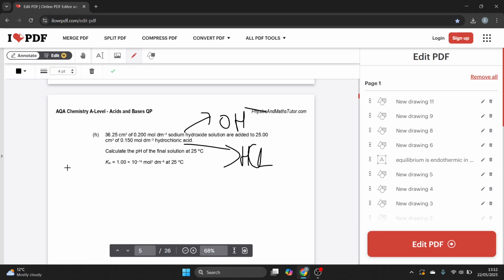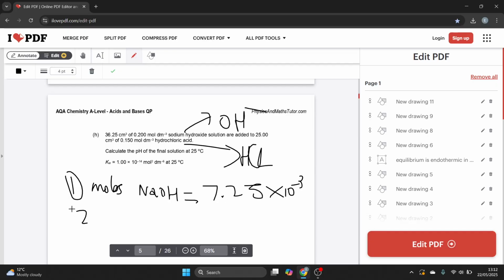Alright, so the first thing we're going to do, obviously, is work out the moles. I'm going to work out the moles of sodium hydroxide. I'm not going to show the working out, it's a waste of time. Obviously, in the exam, you have to show the working out, but not right now. I get 7.25 times 10 to the power minus 3. Then I work out the moles of HCl, which I get as 3.75 times 10 to the power minus 3.